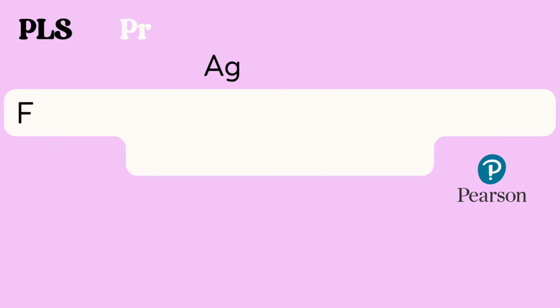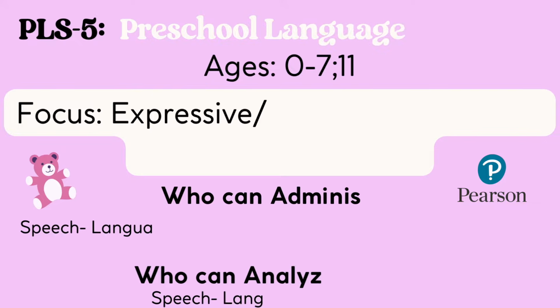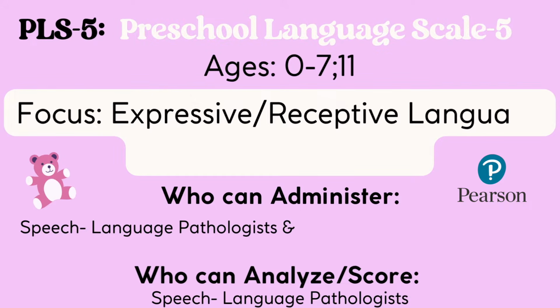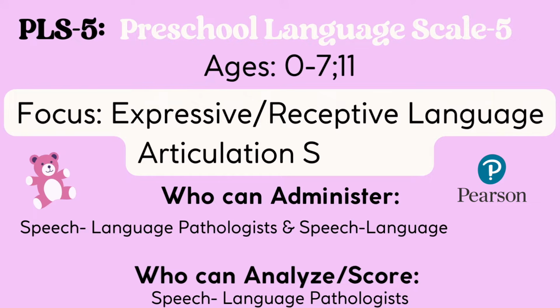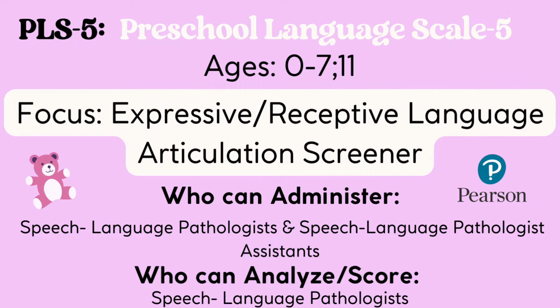Today I'm going to teach you guys how to administer and score the PLS-5. So let's get right into the specs of the test. The PLS-5 stands for Preschool Language Scales, 5th Edition. It is meant to test ages 0 all the way to 7 years and 11 months. It specifically tests expressive and receptive language, and it also has an articulation screener.